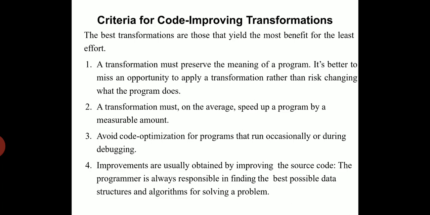Avoid code optimization that runs occasionally or during debugging. Improvements are usually obtained by improving the source code. So the programmer is always responsible for finding the best possible data structures and algorithms for solving a problem, more than the compiler writer. The programmer can produce or provide optimized code to the intermediate code generator.